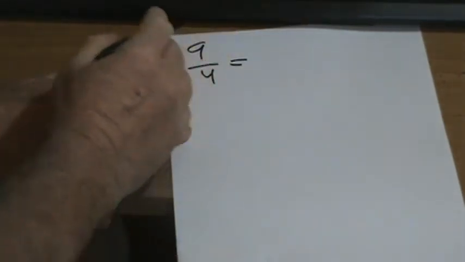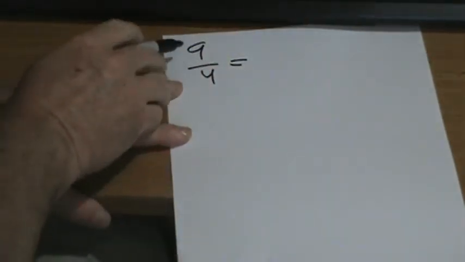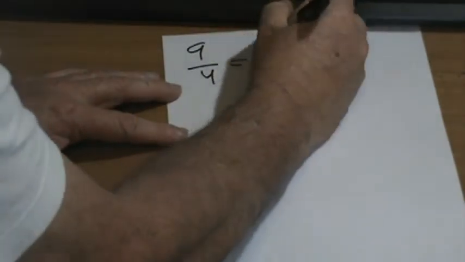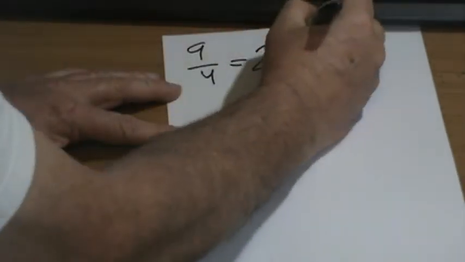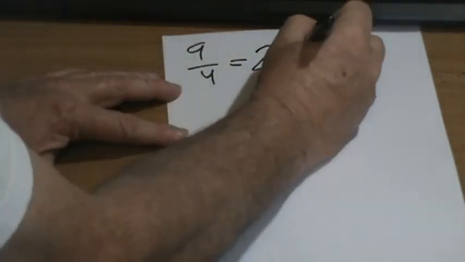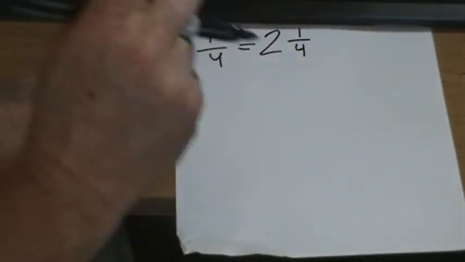I'm going to do a little review. And 9 fourths. What does 9 fourths equal? 9 divided by 4. 4, 8 is 2. 9 minus 8 is 1. That's our numerator. And the denominator stays the same. That's our review. It's up to you to do the rest.